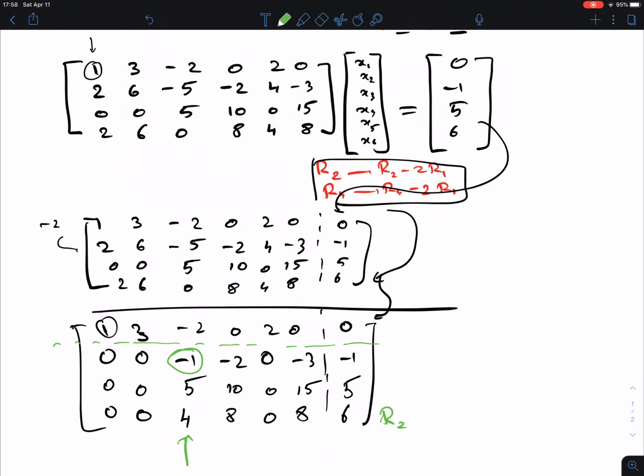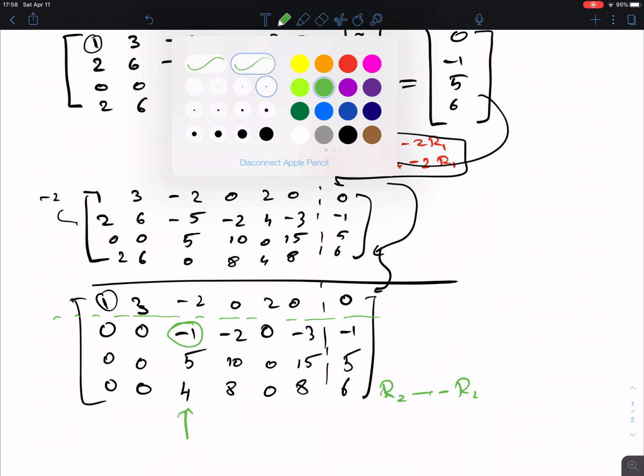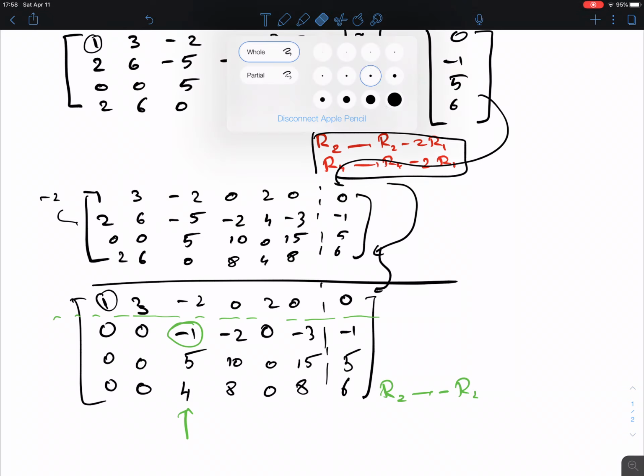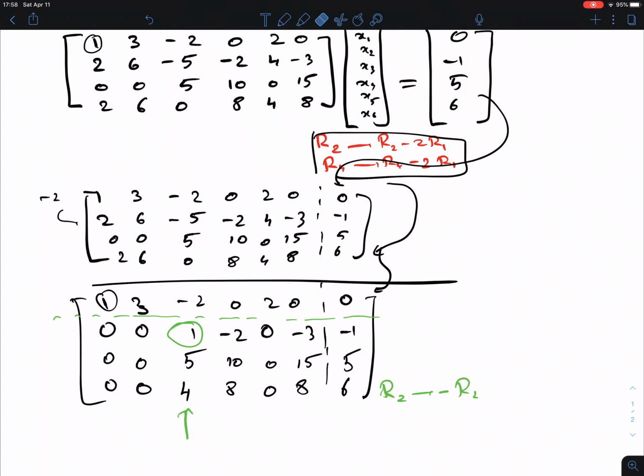Row 2, replace that with minus row 2. Okay, I'm going to write. It's a video, so we can be a little bit more creative with videos, right? So I'm going to erase my negatives. Okay, so this is now the result of this row operation. So in other words, we have done this now, that's why I scratch it out.